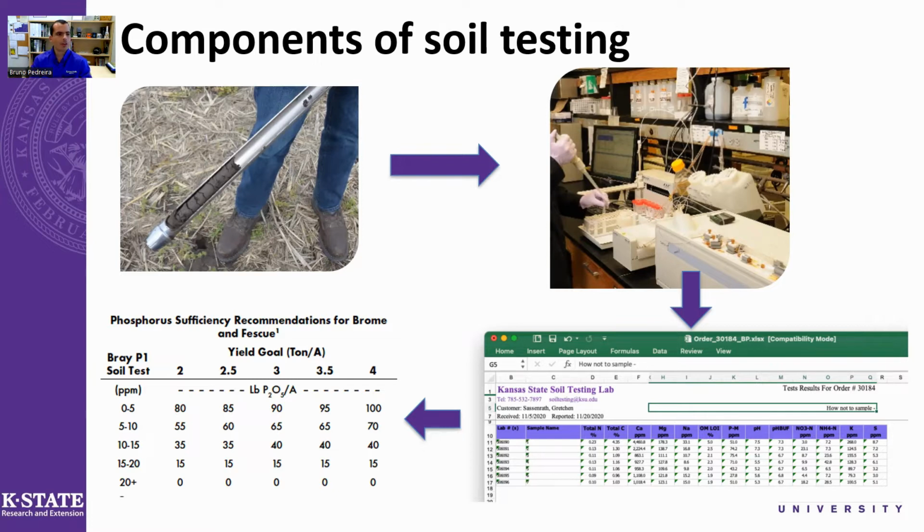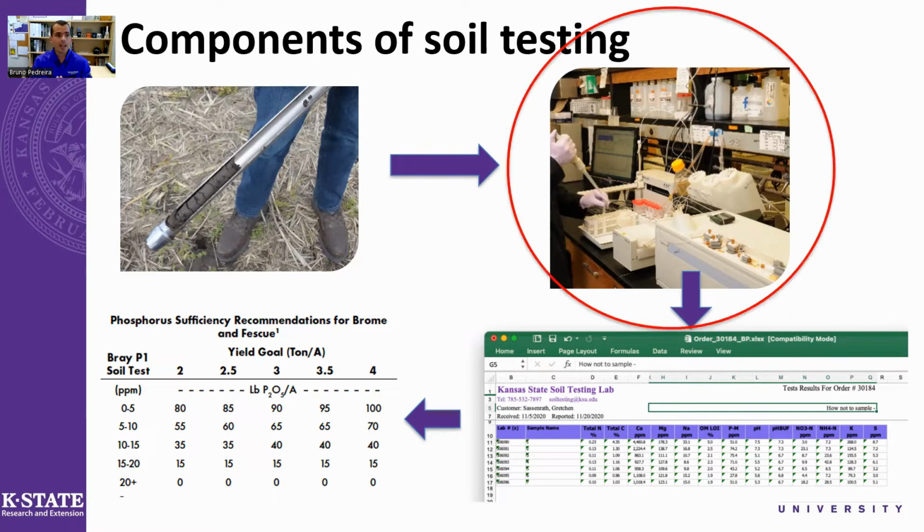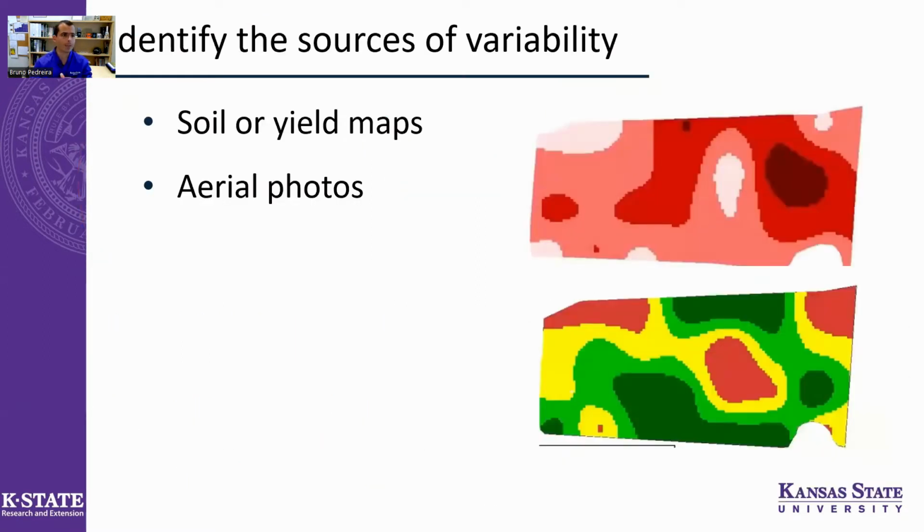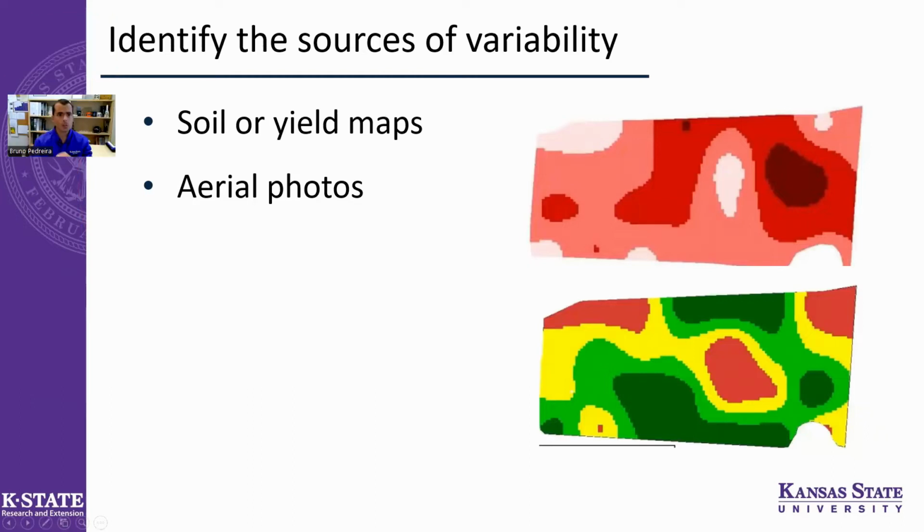My message today for you guys is yes, we can have problems with your lab analysis. Sometimes it happens, but most of the time, the problem is we are not taking the soil samples in the way we're supposed to in the field. And that's what I want to highlight with you today. We need to identify the source of variability in the field.